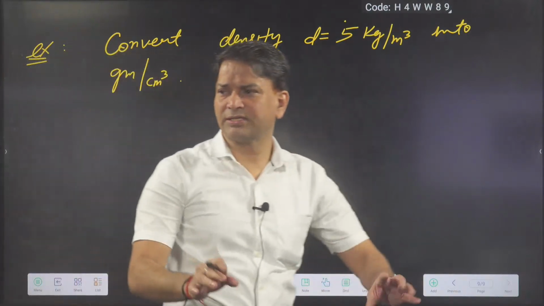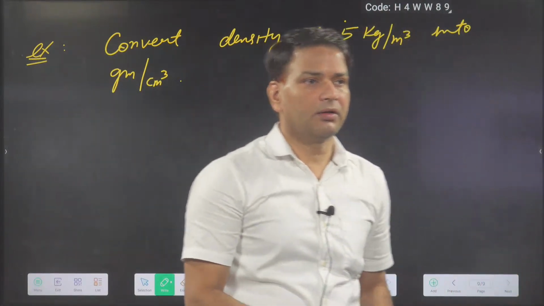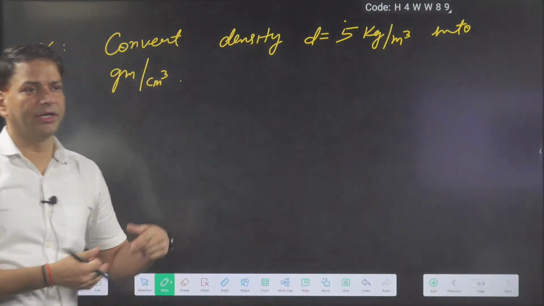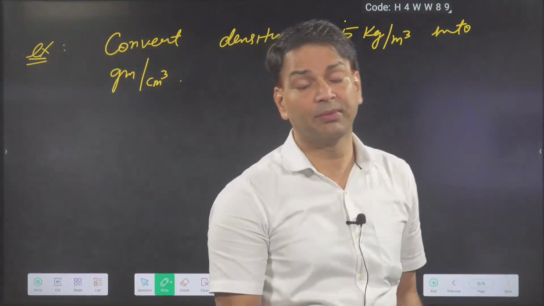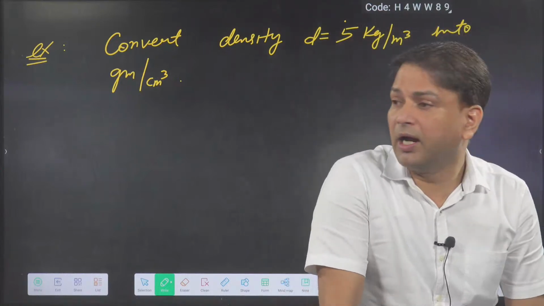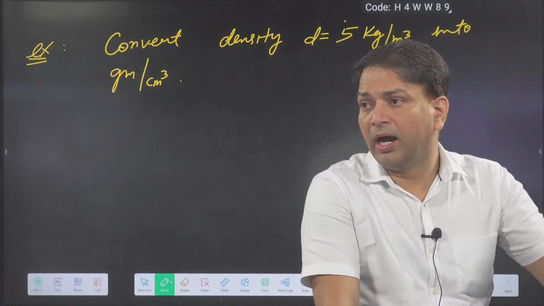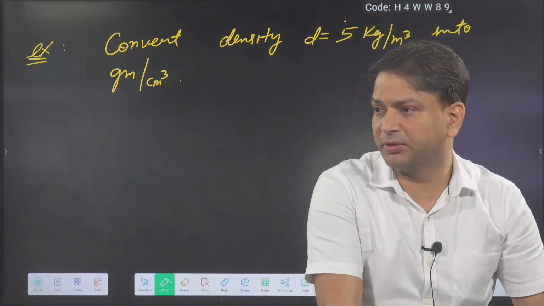So suppose, first, a very simple question I gave. We want to convert the density 5 kg per meter cube into gram per centimeter cube. Density, everybody knows, is formed as mass by volume. Mass in MKS I am writing as kg and volume as meter cube. And I want to go to CGS. What is the unit in CGS? Gram per centimeter cube.